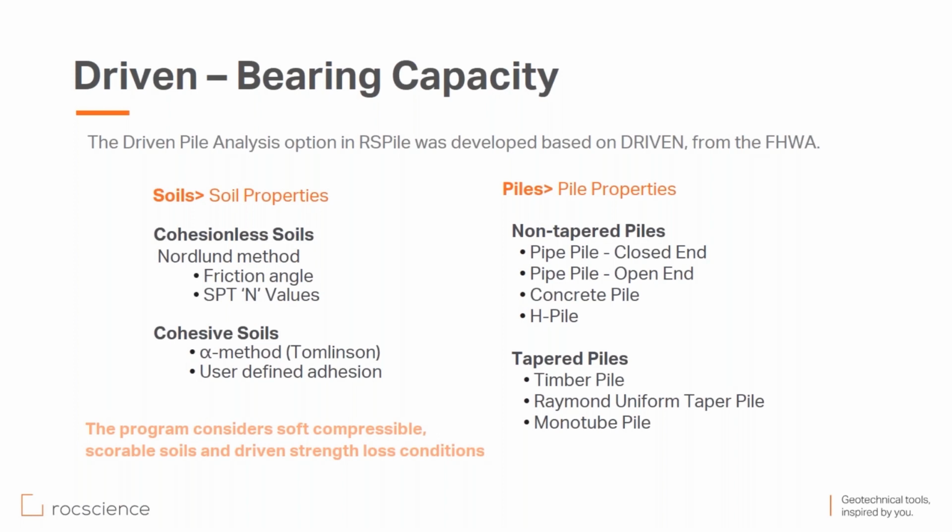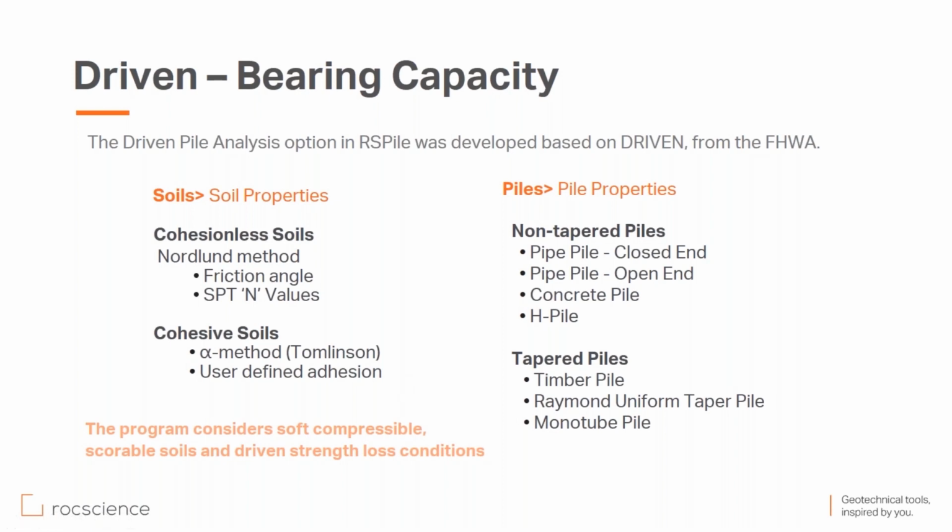So for cohesionless soils, we have the friction angle or the N values from SPT tests. Or for the cohesive soils, we have alpha methods and also the option to enter your user-defined adhesion. For pile properties, you can have non-tapered piles and tapered piles, and you can find them in the library. And the program also considers if you have soft compressible soil and scourable soils.